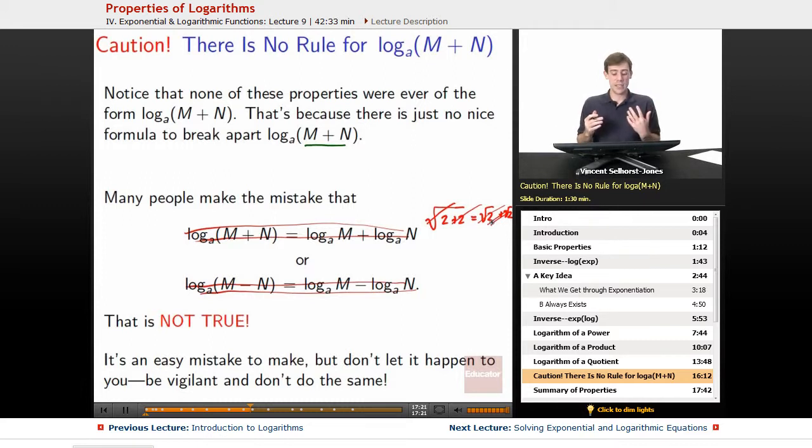It's an easy mistake to make, but don't let it happen to you. Be vigilant. Watch out for this. Don't make the same mistake. Remember, it only works if it's m times n or m divided by n. If it's plus or minus, there's no special rules. You just have to work it out by figuring things out and simplifying, hopefully, if you can, like if they're actually numbers, but there's really no easy way around it.